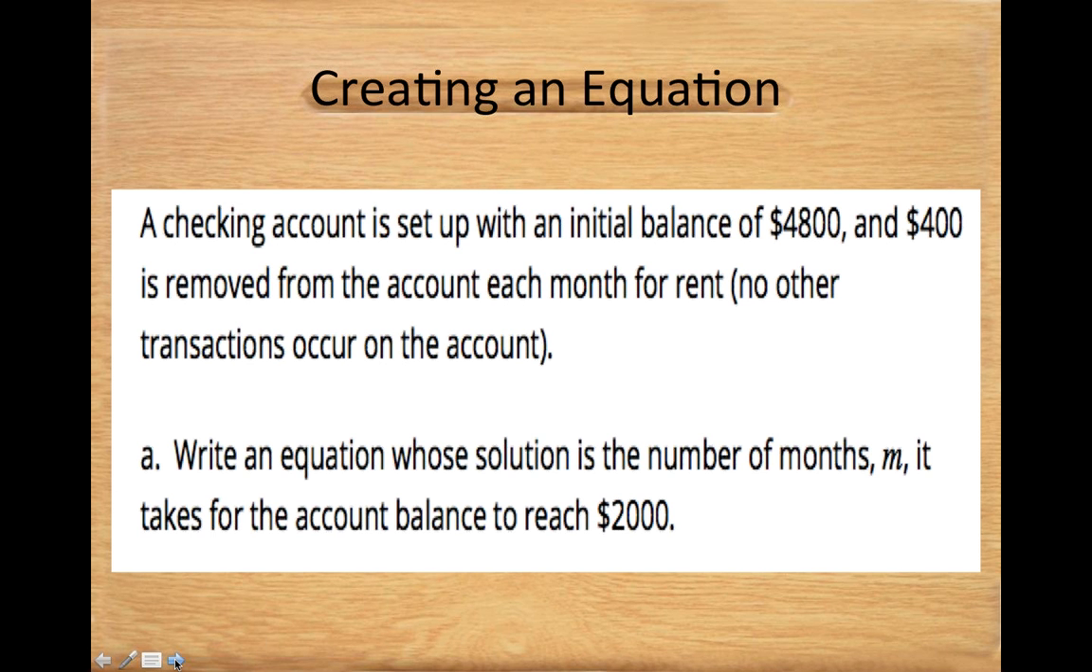So I want to come up with an equation. I'm starting out with $4,800. Each month you are taking out $400 for the rent. You're not adding anything to the checking account. It's just there, and $400 comes out every month. And I want to know how long it's going to take to reach $2,000.